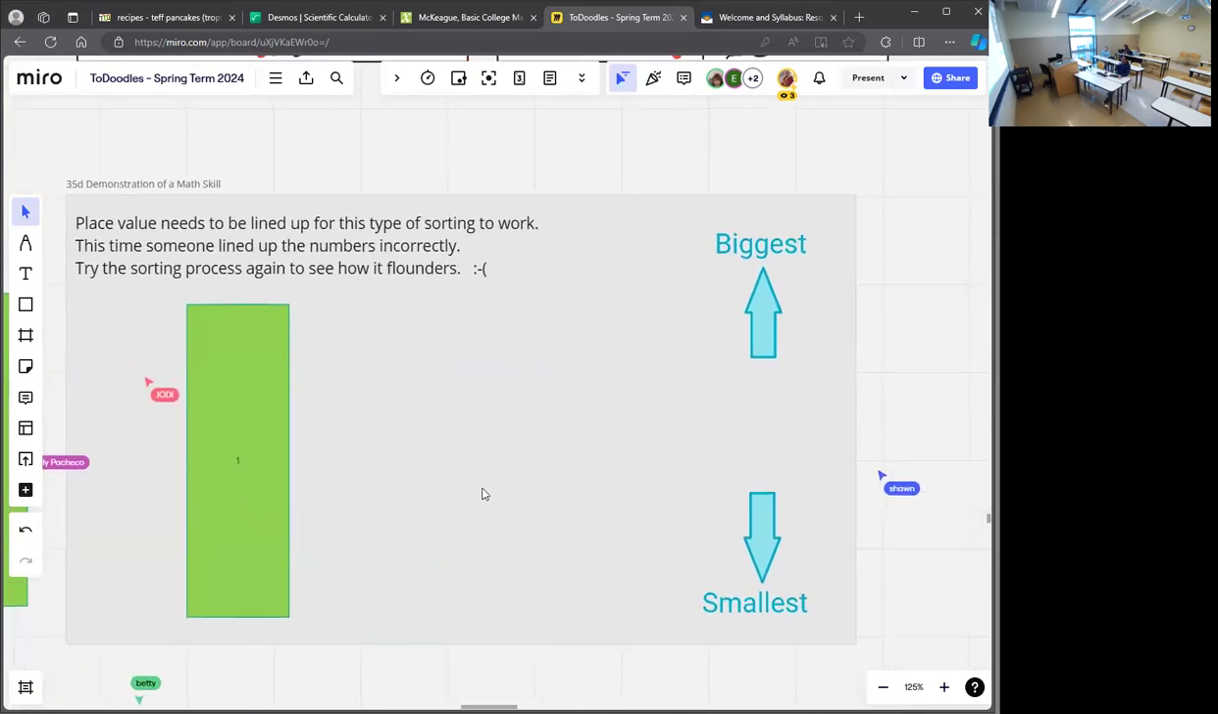Now, somebody lined the numbers up badly. The decimal point didn't line up. So let's try the same thing we just did, but it's not going to work. So somebody go ahead and, here, move.